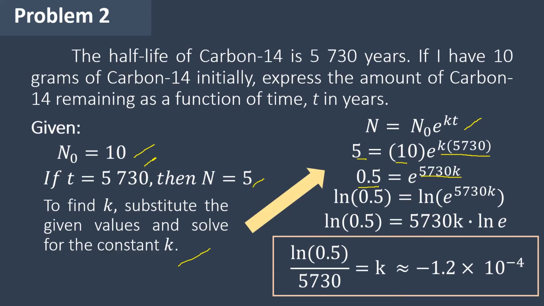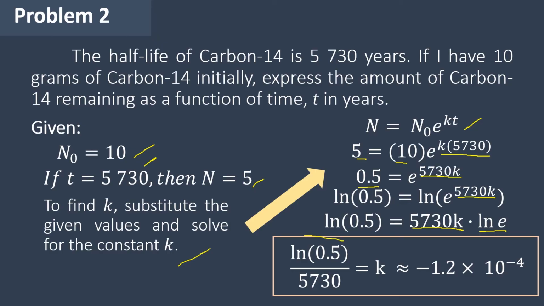Now, to solve for the value of k, we have to get the natural logarithm of both sides of the equation. So, by definition, yung 5,730k natin, ilalagay natin sa baba as one of the factors. So, we have 5,730k times ln e. So, the natural logarithm of e, again, is equal to 1. So, what remains is 5,730k. Now, divide both sides by 5,730. We will have negative 1.2 times 10 raised to the power of negative 4.